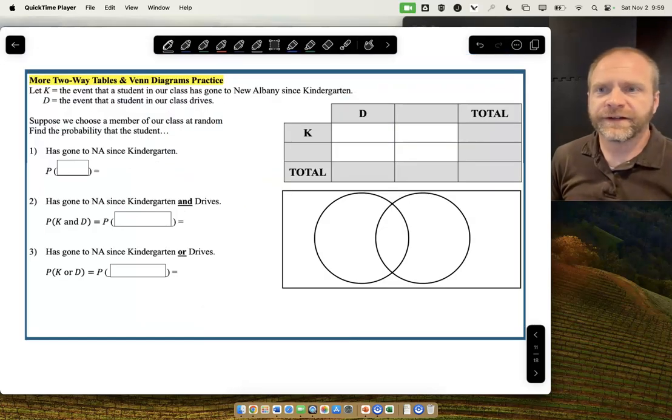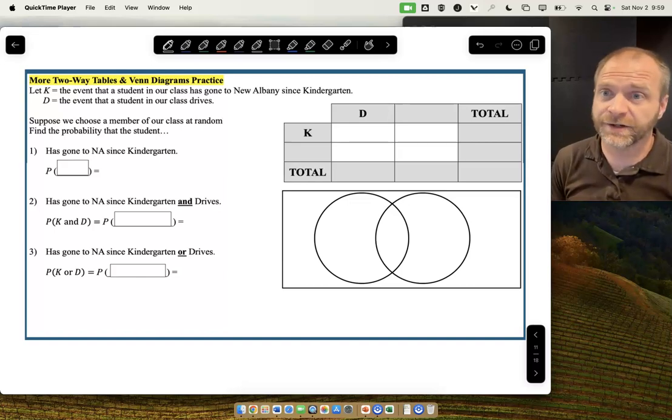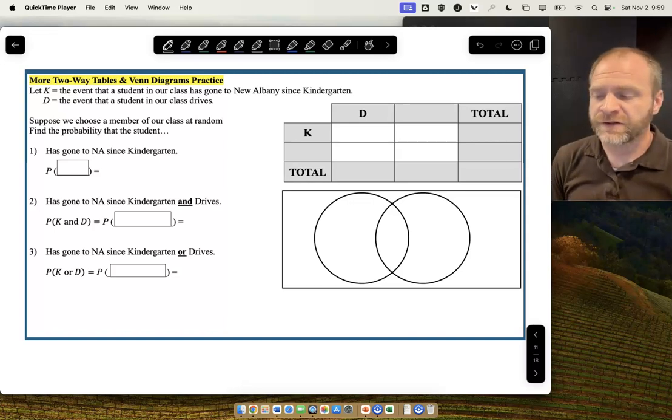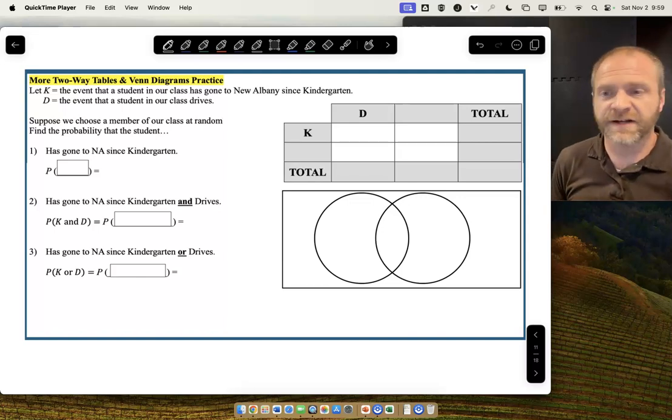All right, so a little bit of fun here is let's do a two-way table and Venn diagram of the idea that K is the event that the student in our class has gone to New Albany since kindergarten. The senior team refers to them as lifers. Then D is the event that the student in our class drives. Suppose we choose a member of our class at random, find the probability that the student has gone to New Albany since kindergarten, and so on in 2 and 3. So I'm going to go ahead and fill in this table with some of the information that I've collected before, and we can discuss it.